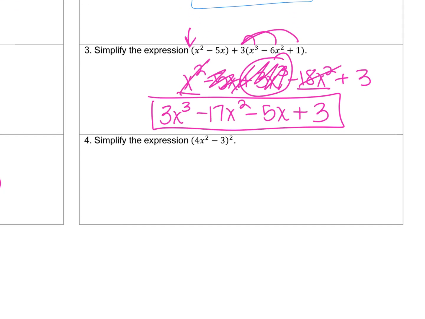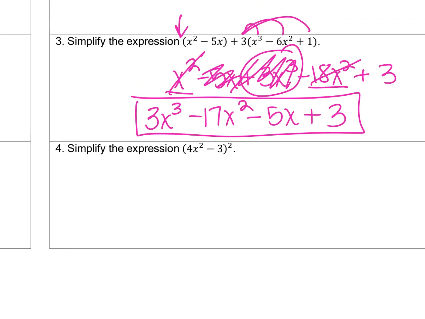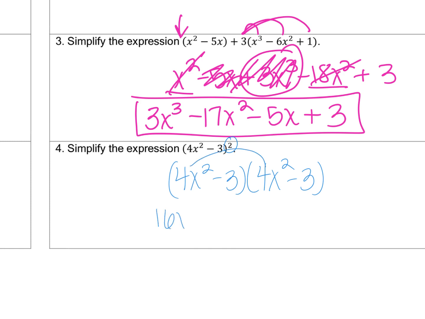Okay, the last one, simplifying this expression, notice it says a squared. That means it's twice. There's 2 of them. So I'm going to take 4x squared and distribute it to 4x squared. So that would be 16x to the 4th. 4x squared times negative 3 is a negative 12x squared.